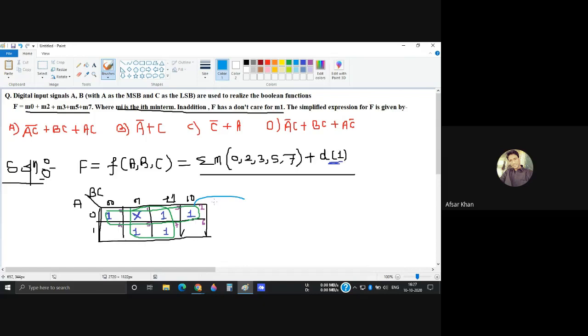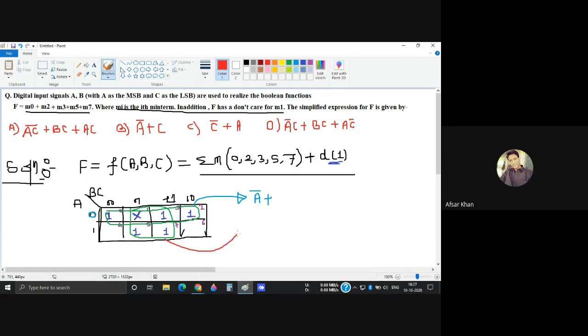For this quad, the expression is... these all are changing, this means these all are eliminated. What will remain? Only A bar. A is 0, so it means A bar. Very good. Next.